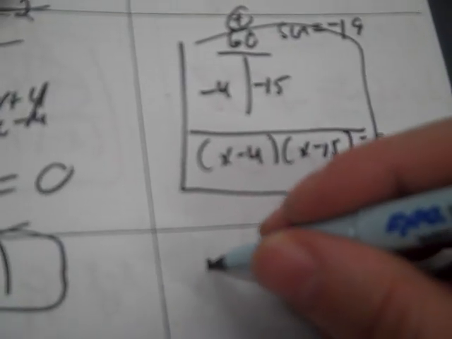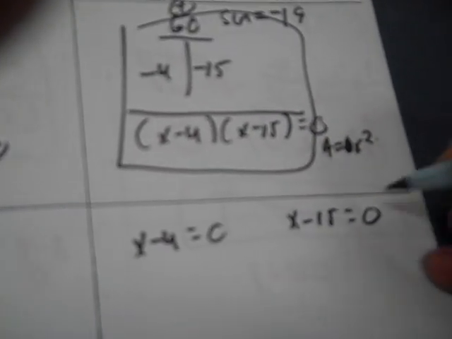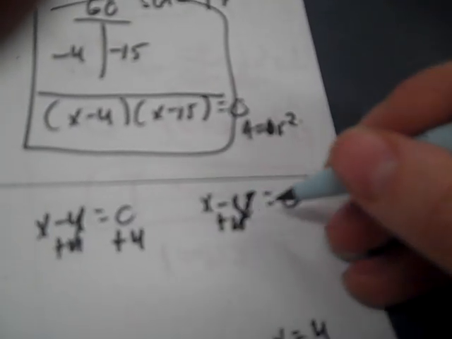So that's 2 answers. x minus 4 equals 0. x minus 15 equals 0. So I add 4 to both sides, I get 4. I add 15 to each side, I get 15. Okay, that's how you work those. Got one of them on the next page: 2x to the 6th equals 200.